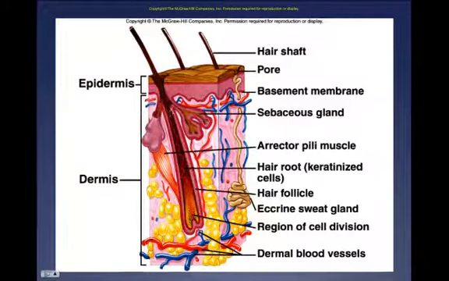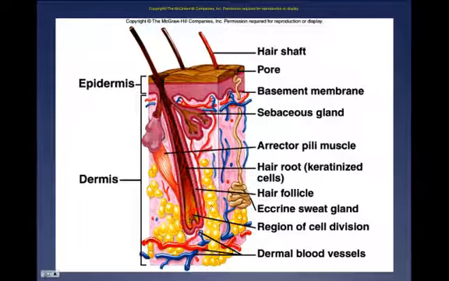And then the hair root is going to be the portion of the hair that's actually below the surface, and then the hair shaft, okay, what's called the hair shaft, is the portion of the hair above the surface. Okay, this might help you out with lab a little bit. And the region of cell division is going to be at the base of the hair root here. So that gives you an idea of kind of what your hair follicle looks like.